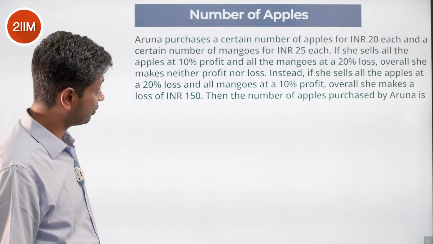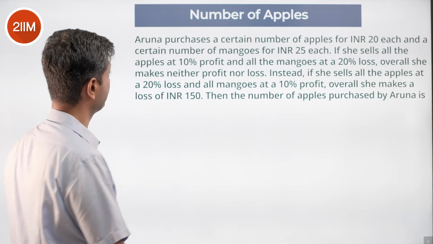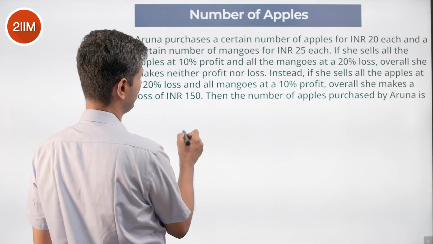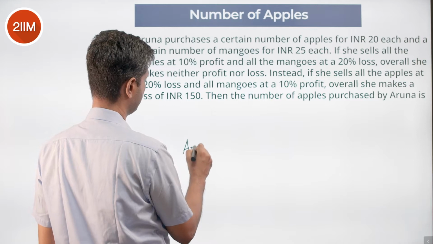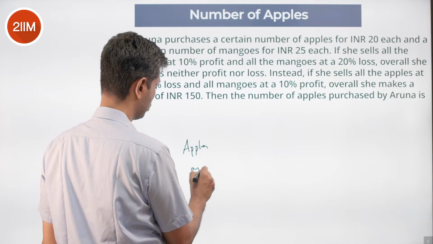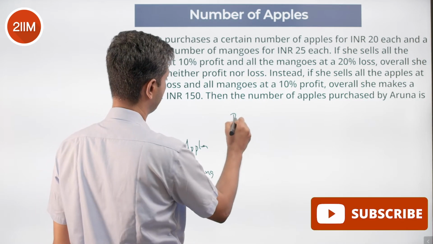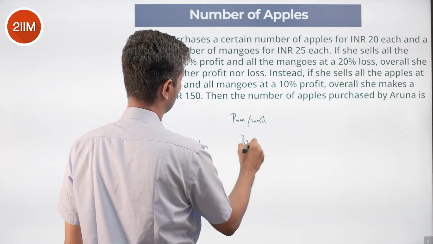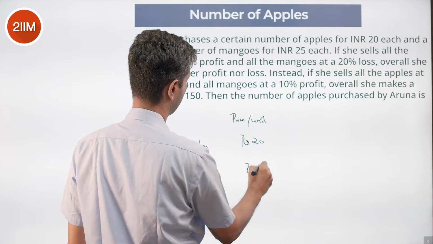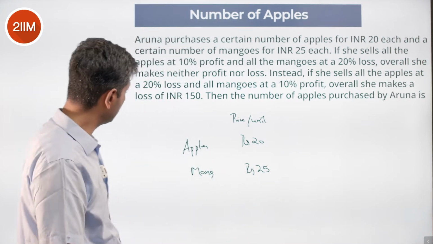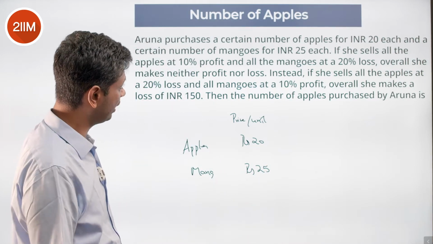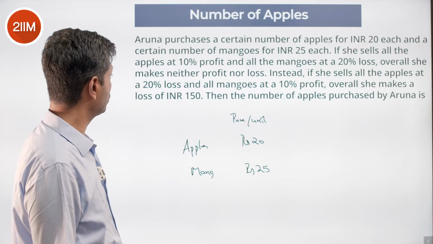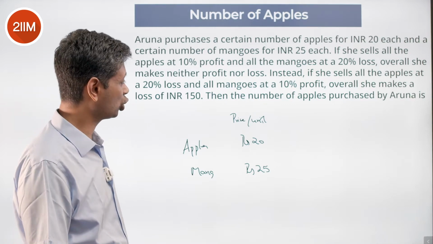Aruna purchased a certain number of apples for rupees 20 each and a number of mangoes for rupees 25 each. Apples, mangoes, price per unit, rupees 20, rupees 25. She sells all the apples at 10% profit, all the mangoes at a 20% loss. Overall, she makes neither profit nor loss.